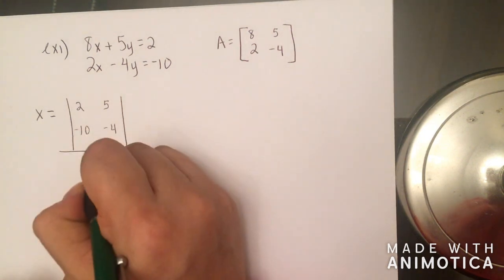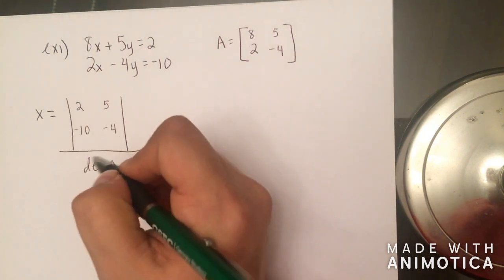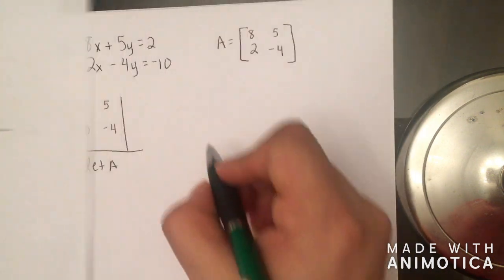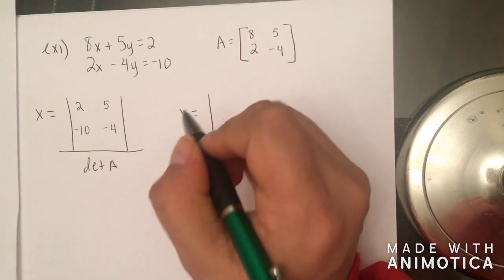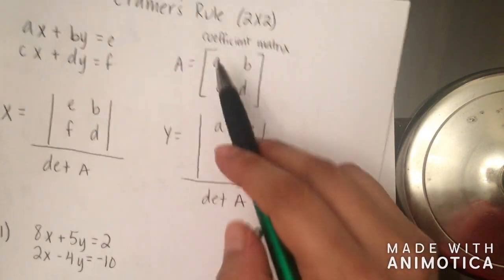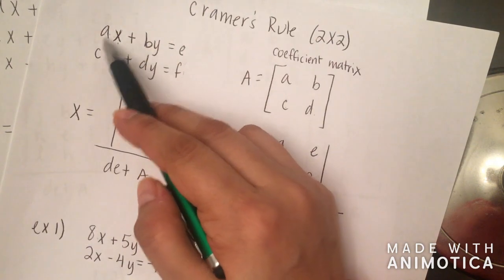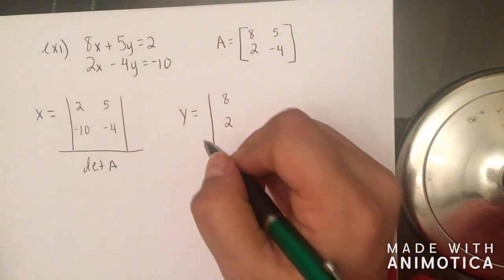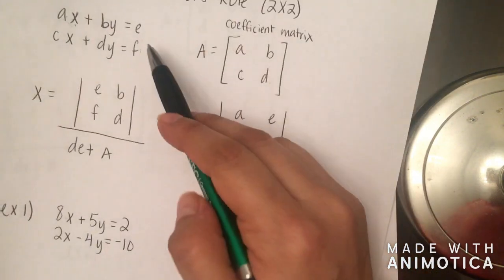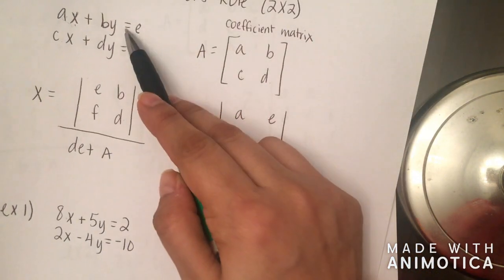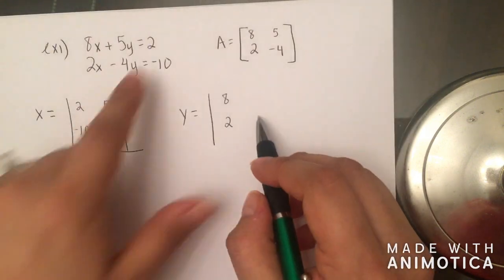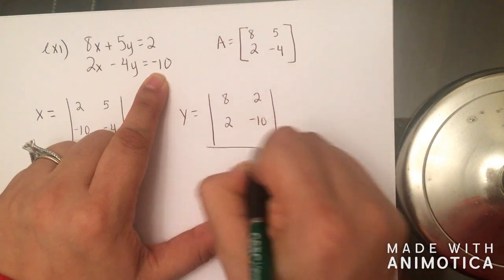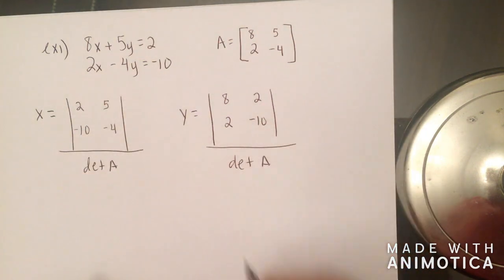And that's divided by the determinant of A. And that's from the formula. To get the y value, it's the determinant, but this time it's A and C, which are the coefficients for x. So that is 8 and 2. And then E and F, which are our constants, the numbers on the right-hand side of the equals. So E and F, that would be 2 and negative 10, divided by the determinant of A.